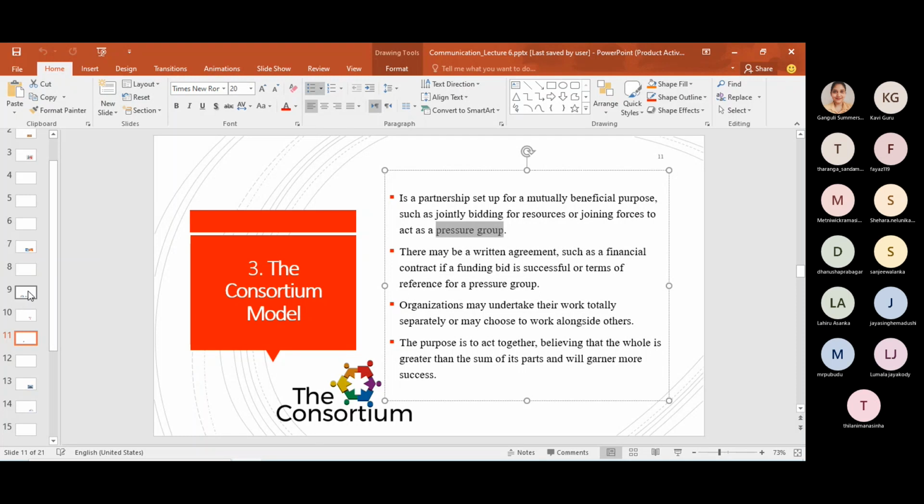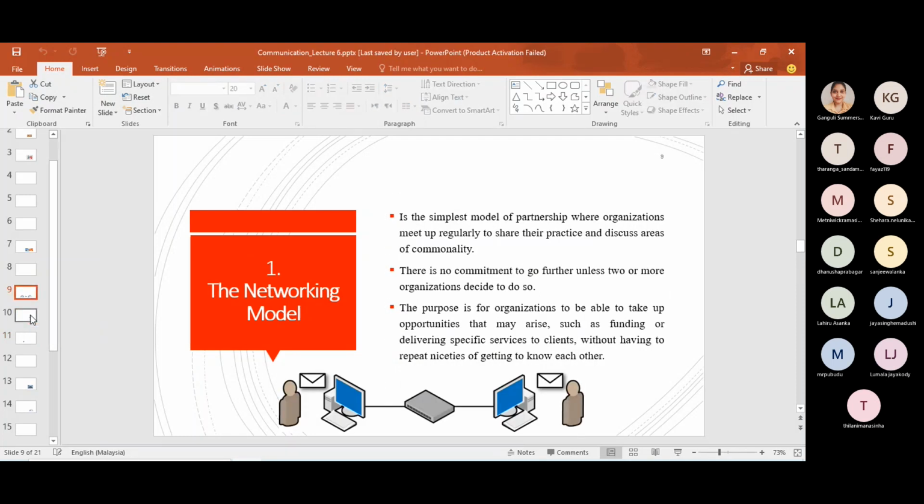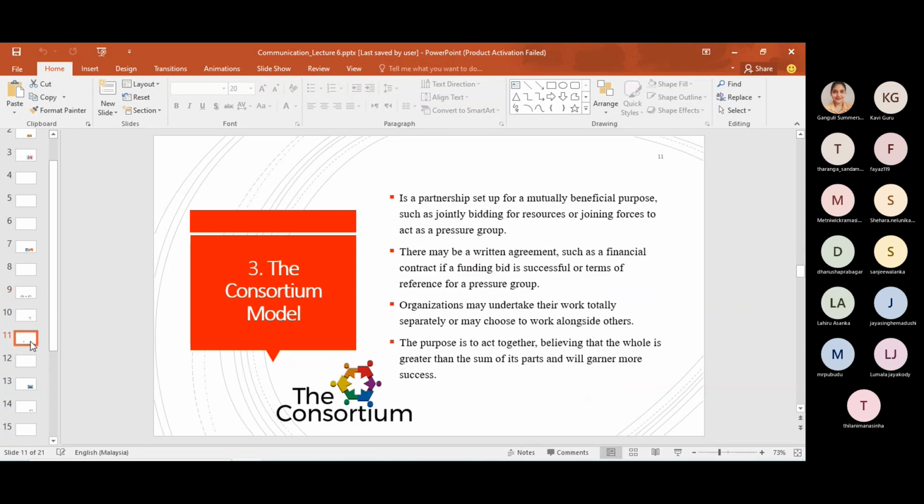Because this consortium model, if you compare it with the other two models, the networking model and the referral system, is very simple. But if you compare the consortium model with the networking model, the consortium model is kind of complex, right? There are lots of things happening in the consortium model. All the parties get mutually benefited, you can bid jointly, you can bid for resources jointly, and you can act as pressure groups. Likewise, there are lots of processes and protocols happening in the consortium model. So the consortium model is not simple.